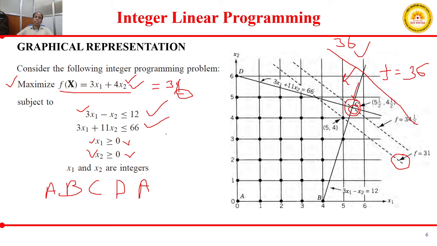So what are the values at C? x1 equal to 5.5 and x2 equal to 4.5. This way you find the solution for the maximization of f(x) = 3x1 + 4x2.